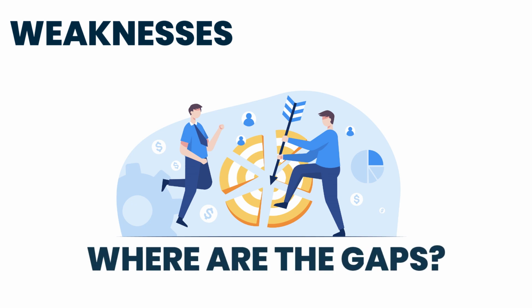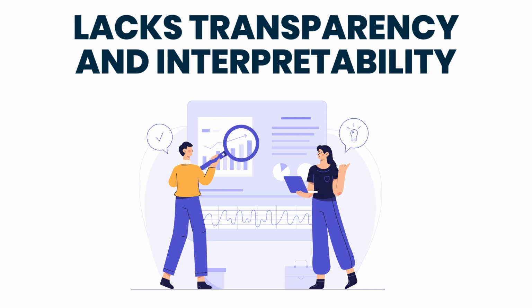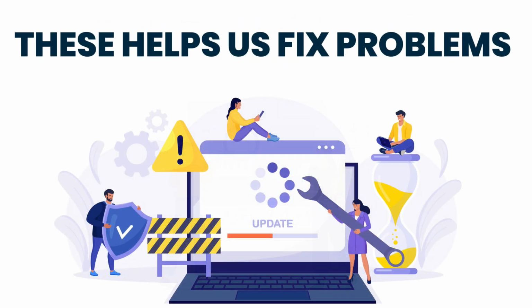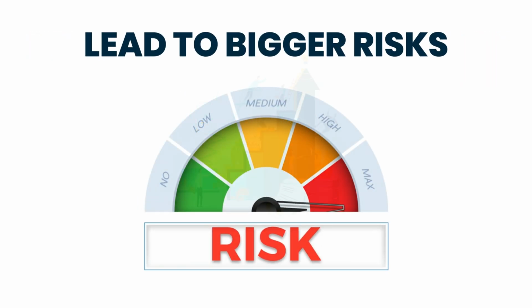Weaknesses. Where are the gaps? Maybe the training data is limited or the AI system lacks transparency and interpretability. Knowing these helps us fix problems before they become serious or lead to bigger risks.